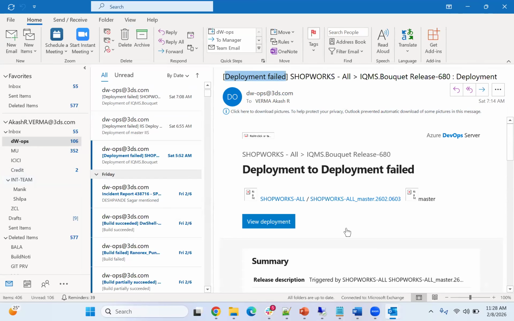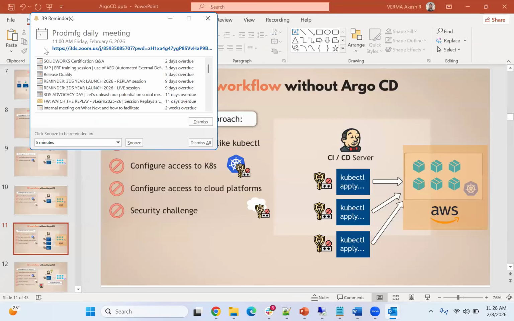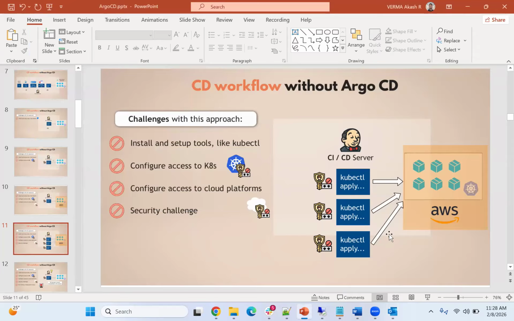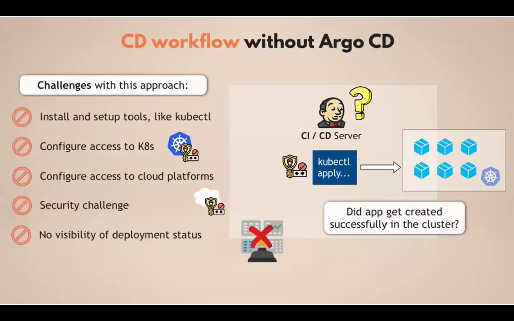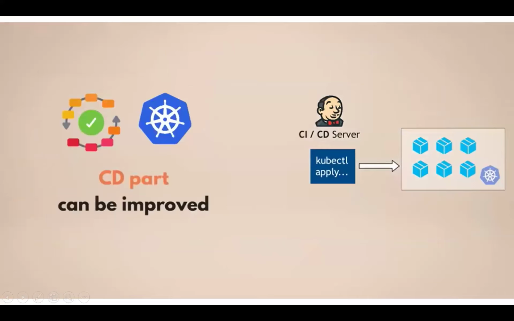So you need a dashboard where I can easily see how many deployments failed, where they failed, or if there were any changes in the manifest file. There should be one hub where you can track all these changes. So there is no visibility of the deployment status, or even if it is visible, it is too much information to handle at one time, because for every small thing you require a different notification. So the challenge is, did the app get created successfully in the cluster or not? So these are the challenges.